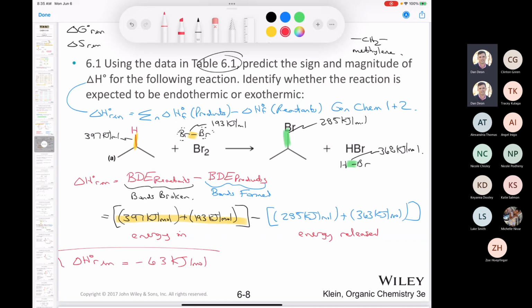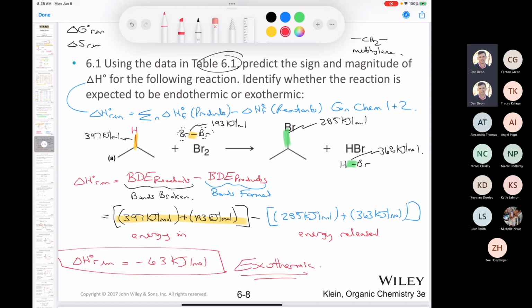And so this reaction, would it be endothermic or exothermic? Could anybody answer that for me? Would this be an endothermic or an exothermic reaction? Yeah, absolutely. So this reaction is exothermic.